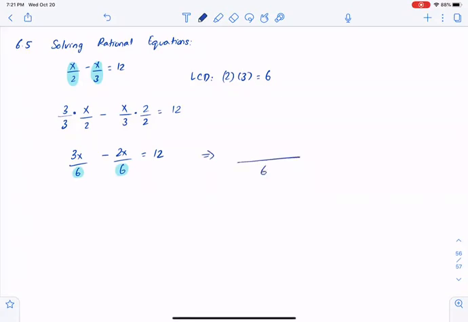Since we have a common denominator, we can combine the numerators. 3x minus 2x over 6 would equal 12, which would mean x over 6 equals 12. We multiply both sides by 6 to solve for x. So x would be equal to 6 times 12, which is 72.